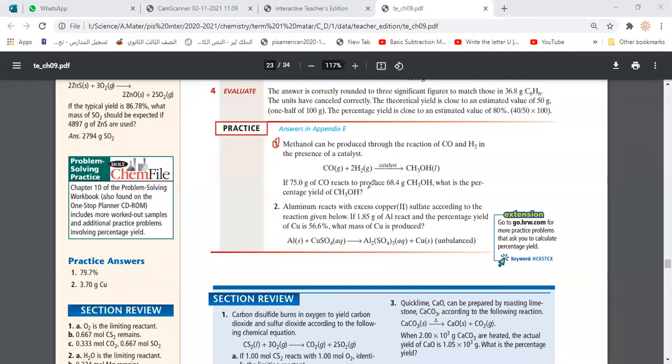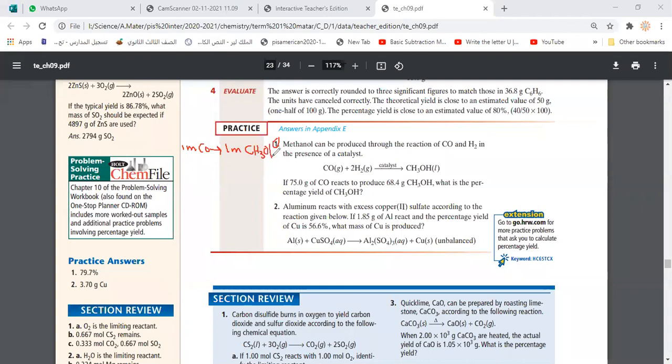What is percentage yield? It is the percent that represents the actual amount of a product that we get over the theoretical yield. What is theoretical yield? The expected yield based on calculations. So let's find how it works. First of all, regarding the equation, 1 mole of carbon monoxide produces how many moles of methanol? 1 mole of CH3OH.